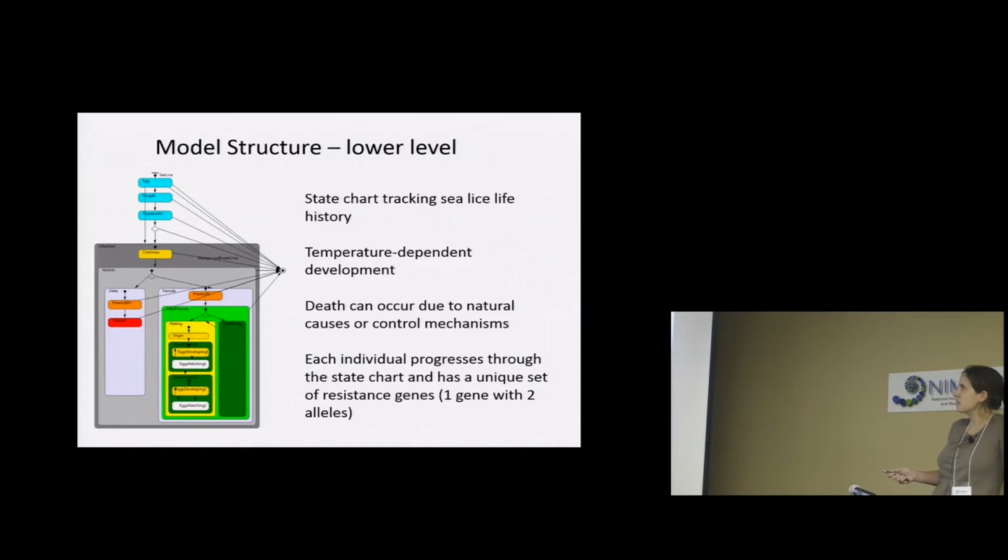So at every transition, there's a probability of death, and then there's a probability of developing to the next stage. And these developmental rates are all temperature dependent. As I showed you before, temperature is very important in controlling the generation time, so we needed to include this in the model. And then with each individual, we can assign them genes with certain levels of resistance, and that can change the probability of death. For example, if we have a treatment that attacks these mobile lice, if they have the resistance gene, that will change the probability of dying.